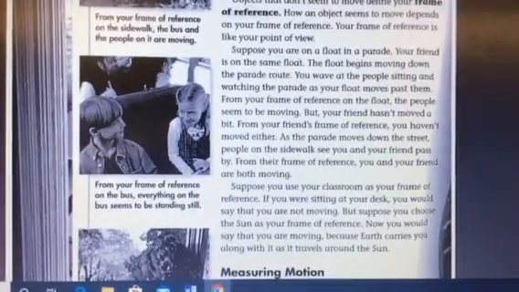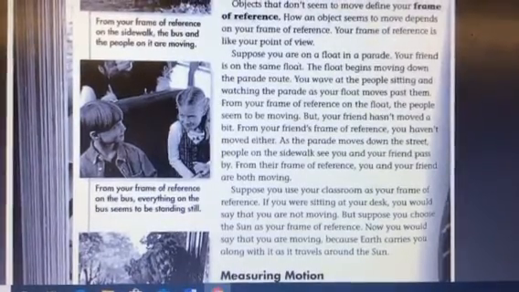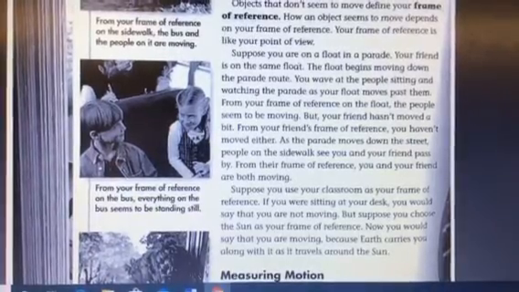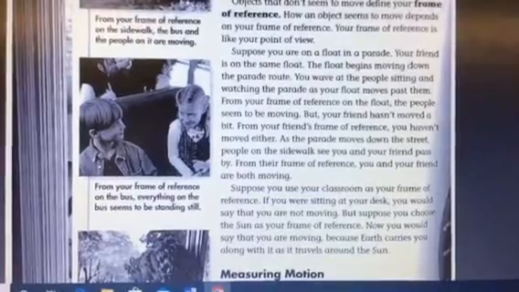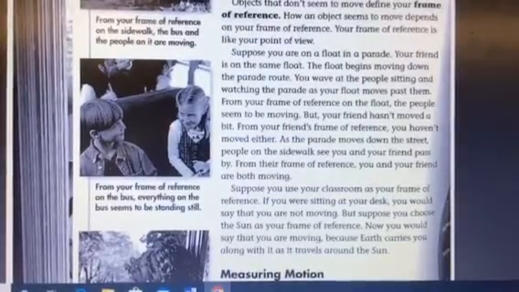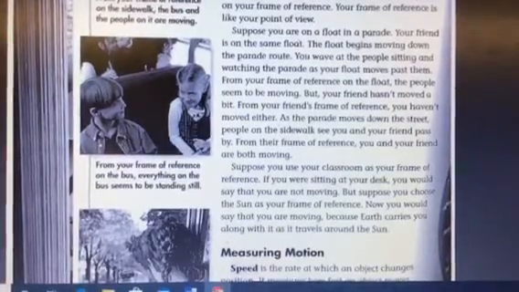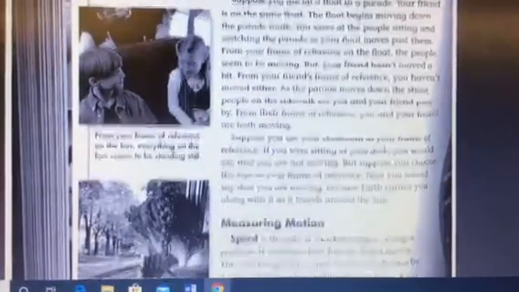You wave at the people sitting and watching the parade as your float moves past them. From your frame of reference on the float, the people seem to be moving, but your friend hasn't moved a bit. From your friend's frame of reference, you haven't moved either. As the parade moves down the street, people on the sidewalk see you and your friend pass by. From their frame of reference, you and your friend are both moving.